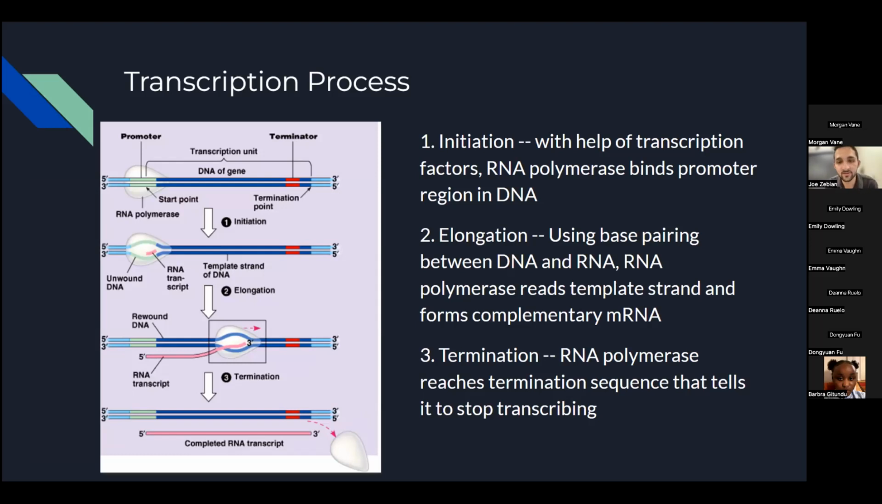The next step is elongation, which is where using base pairing between DNA and RNA, polymerase is able to read the template strand and form the mRNA strand that is complementary to the template. And then lastly is termination, where RNA polymerase reaches the termination sequence that tells it to stop transcribing. And that's pretty much the depth to which you need to understand transcription.